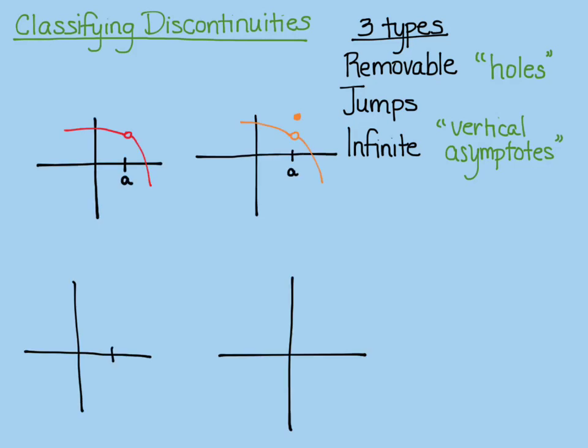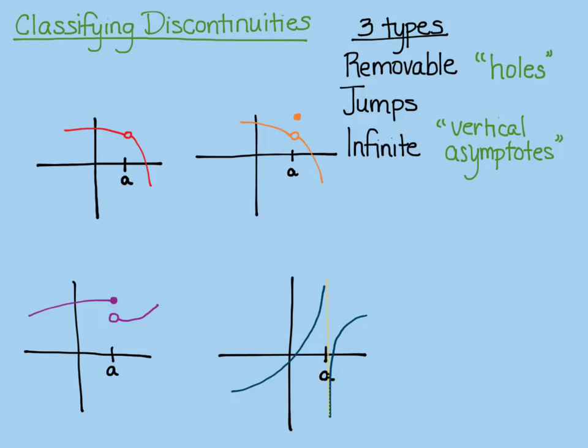So let's look at some graphs that are not continuous. Notice that on each of the graphs at the value x equals a, we'll have to pick up our pencil in order to keep drawing as we move past a.